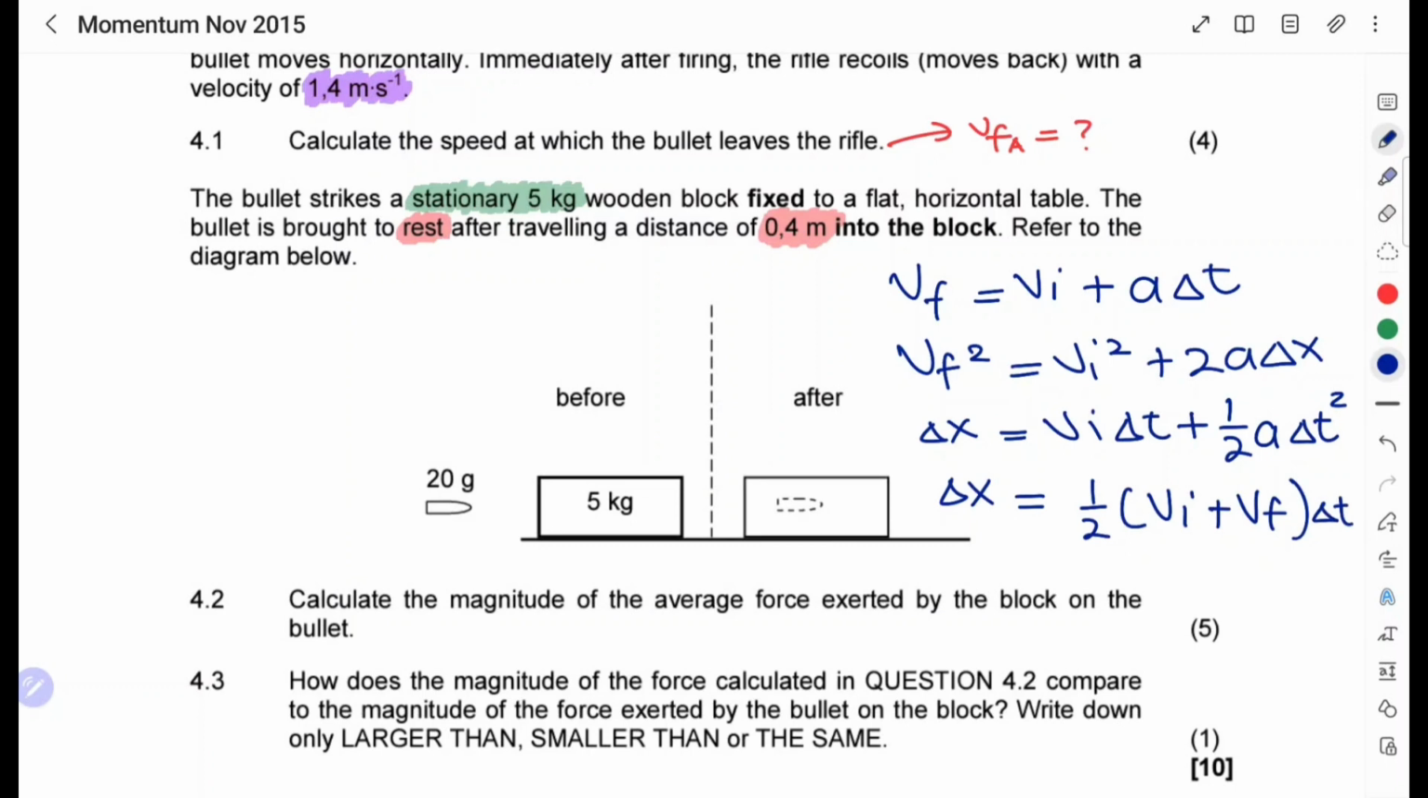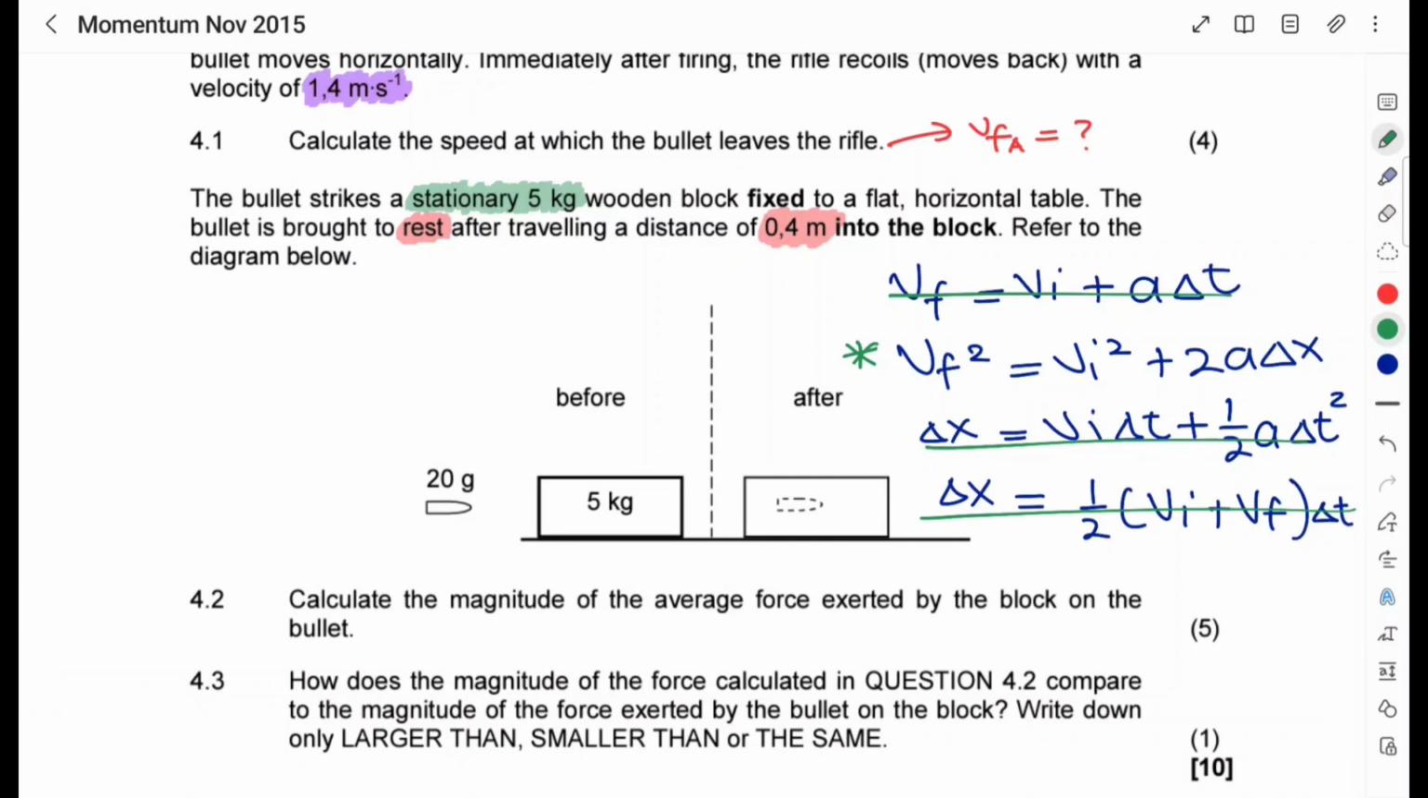Now, which is the best formula to use? In order to identify which formula we can use, we need to eliminate what we cannot use. Something to take note of is that we do not have change in time. We do not have the time it takes the bullet to enter the block and travel that 0.4 meters. So any formula that has time in it can be eliminated. So first, the third, and the last formula, meaning that we will now use the second formula.